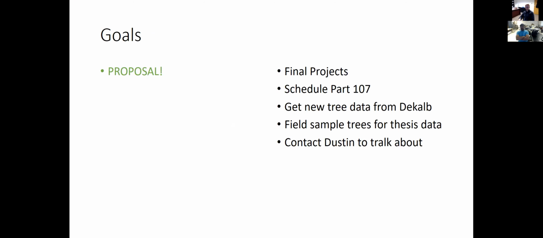Then I plan to try and contact the city of DeKalb because there has been some work done on the tree data set. So I want to try and get their updated data from that. I'm going to go out and try and do my field samples for some trees. Then I want to contact Dustin to talk about how he went about some of his work and sort of keep him in the loop since I am working off of his previous work. And like Dr. Pringle feels that it's probably going to be a good idea. He might have some advice and a couple things for me.